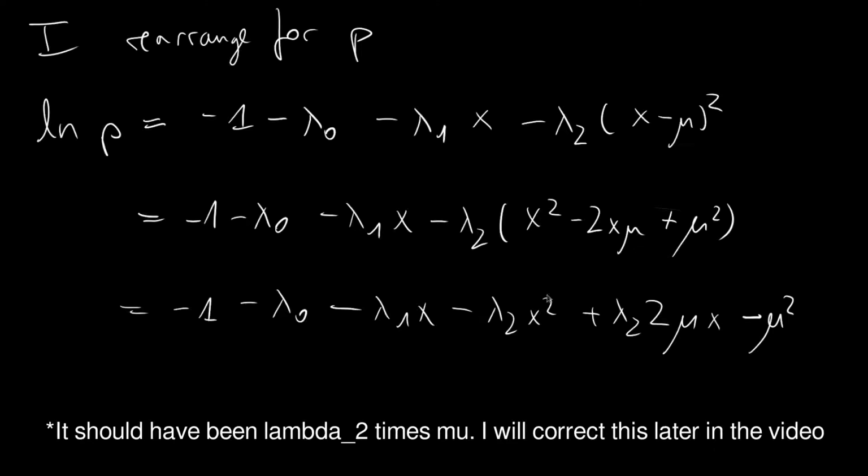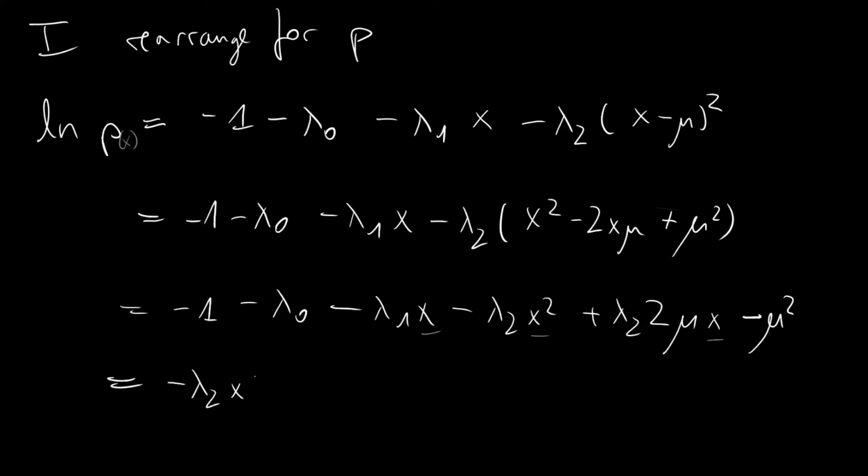And now we can see that we have a quadratic equation in x here. Recall that the p that we want to find is a function of x, so it's the distribution over x. And we find these x's here, here, and here. Let us bring this in the standard format for quadratic equations. And then we have minus lambda 2 x squared.